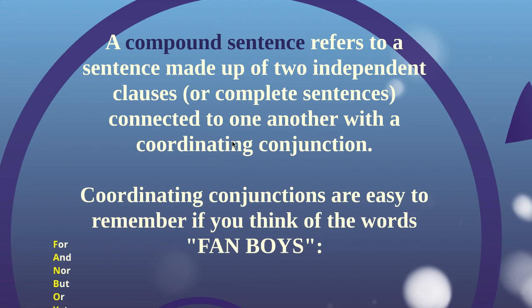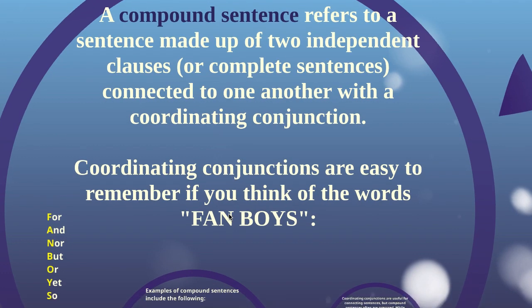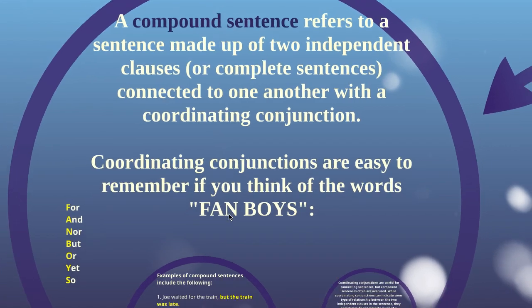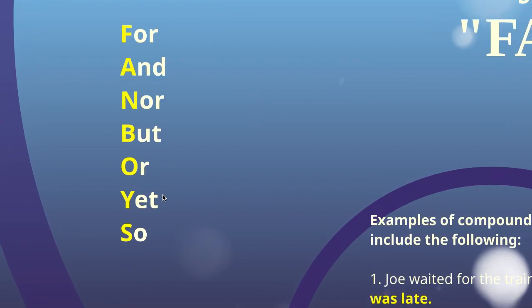Coordinating conjunctions are easy to remember if you think of the word FANBOYS, and you might have heard this before. FANBOYS: for, and, nor, but, or, yet, so. These are considered coordinating conjunctions. Doesn't mean every time they get used that you would have a comma, because we'll get into how you're able to tell about that, but it means those are coordinating conjunctions.